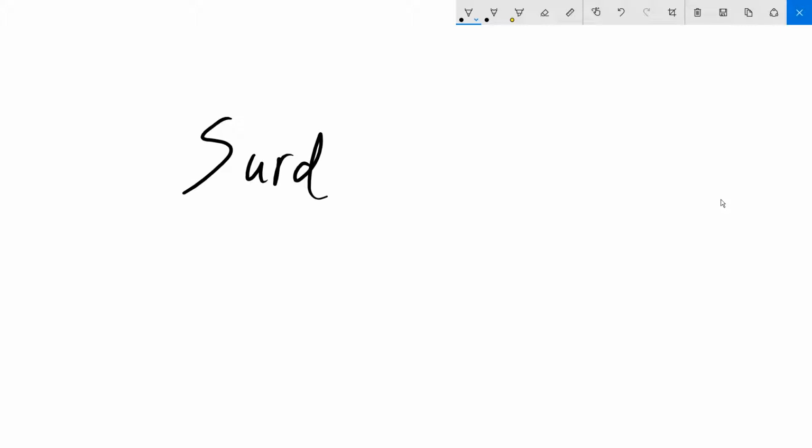A surd is any number that can be represented as a root of some other number, but cannot be expressed as a fraction of two other numbers. That is not one.